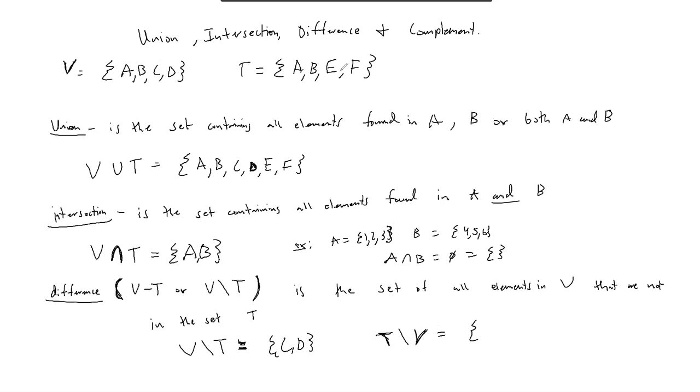So the only elements in T that are not in V are E and F, so this is what this set would be denoted as, right? Because again, we only remove A and B, because A and B are the only elements that are in T that are also in V. So even though C and D are not in T, we don't put them in the set, because this set is only the elements that are in our original set that are not in the other set. Okay, so that's what it means when we're working with set difference.